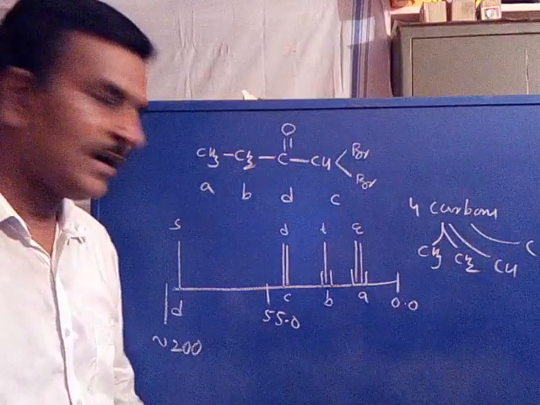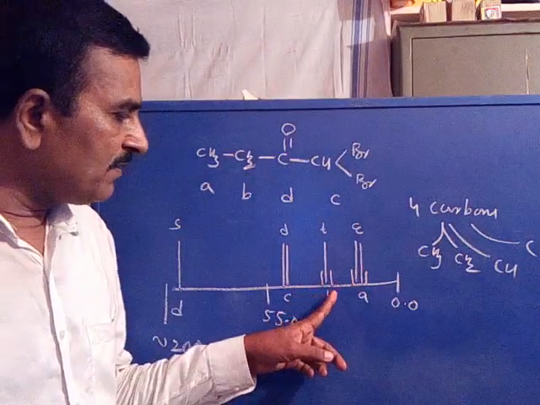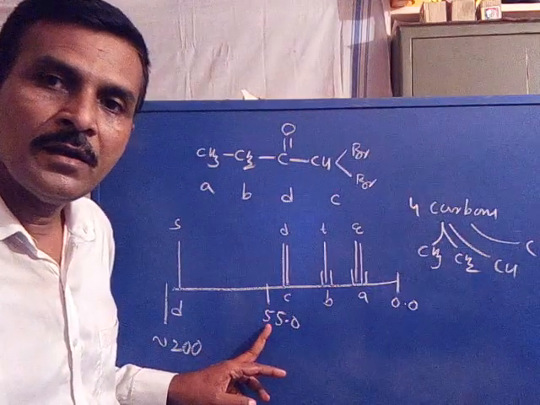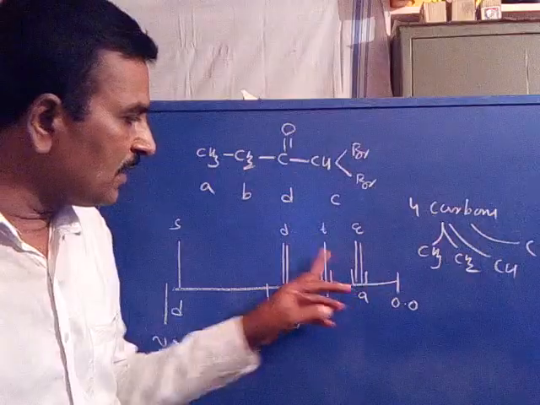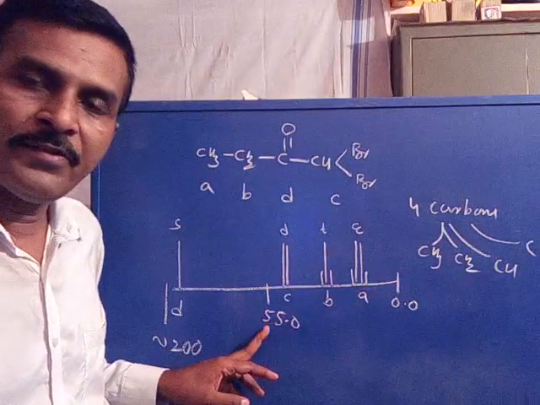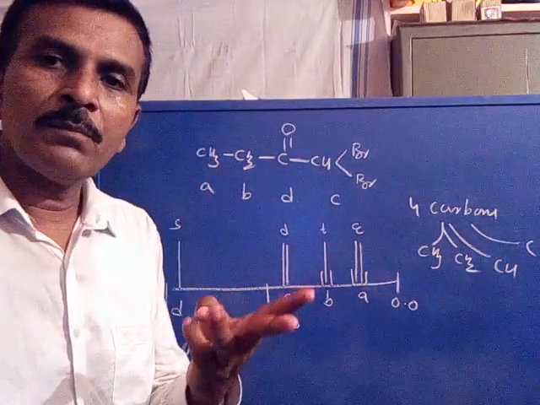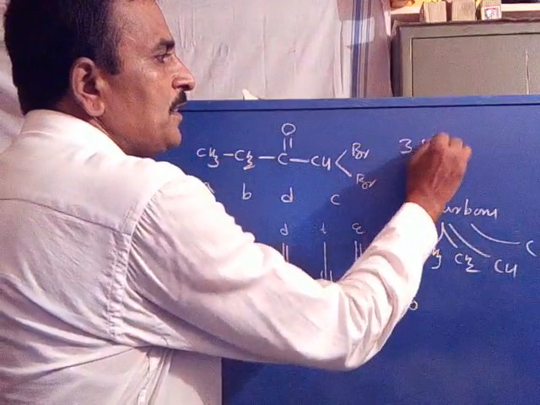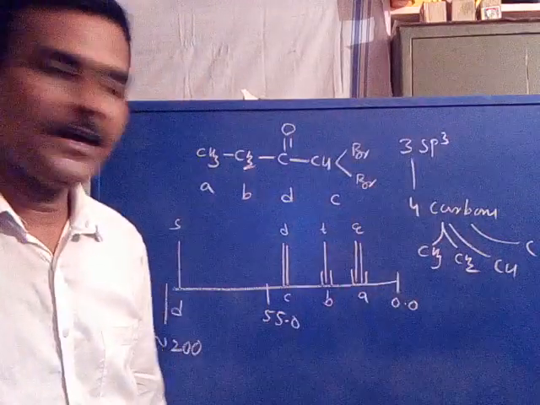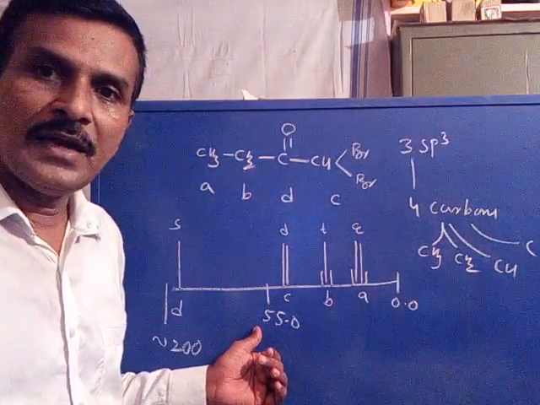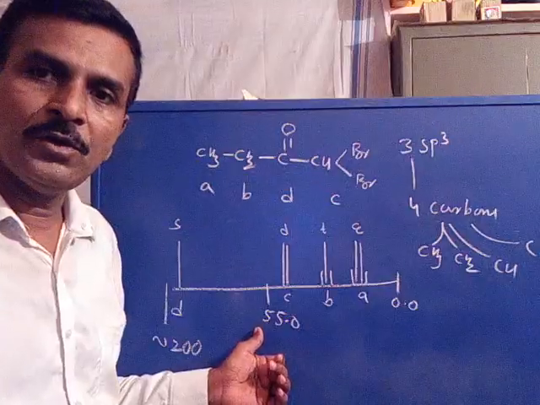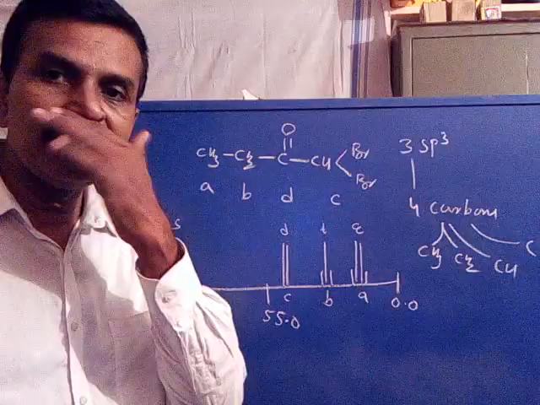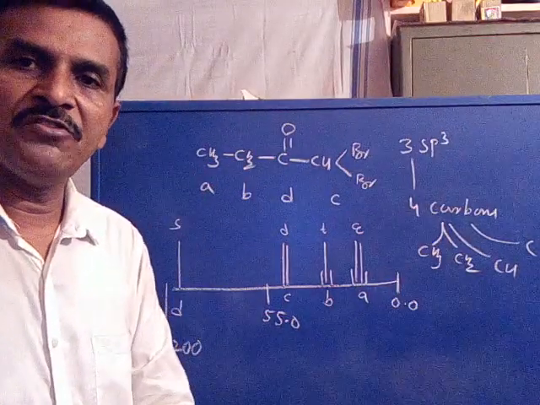Is it clear? Now further, the A signal, B signal, and C signal lie between 0.0 to 55.0 ppm. So 3 signals in the range of 0.0 to 55 indicate that out of 4 carbons, 3 carbons belong to sp3. 3 sp3 carbons. How did we identify it? Based on the range, delta value 0.0 to 55.0 ppm. There are 3 signals, so among the 4 carbons, 3 carbons belong to sp3 hybridized.